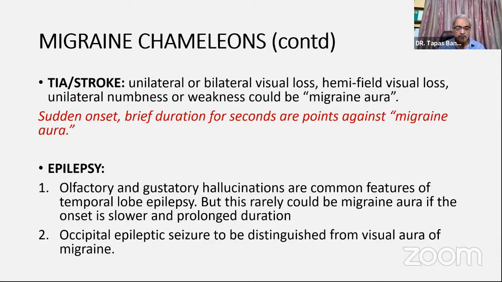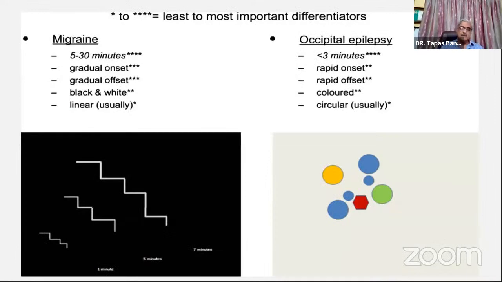Another very important thing to distinguish is occipital epileptic seizures from the visual aura of migraine. And there are certain distinguishing features between the two. Occipital epilepsy and migraine aura both can present with flashing lights in front of the eyes. In occipital epilepsy, this flashing lasts for less than 3 minutes, whereas migraine aura can linger on from 5 to 30 minutes. In occipital epilepsy, the onset is rapid and the offset is also rapid. But migraine is a very gradual onset, gradual spread, and the offset is also gradual. Another pointer is that the migraine aura looks like zigzag lines, linear fortification spectra, and black and white in color. But occipital epilepsy has beautiful circular, multicolored visual presentations. So these are the distinguishing features one has to be aware of to differentiate between occipital epileptic seizure and the migrainous visual aura.